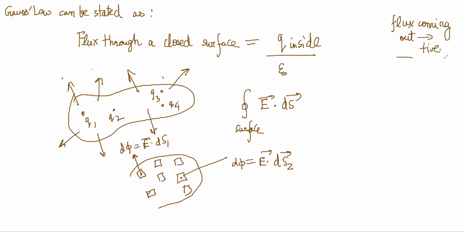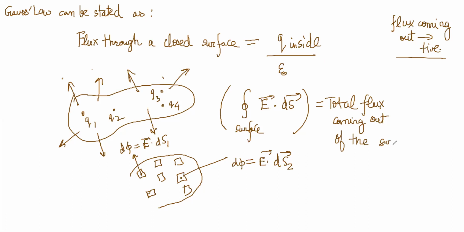Once you do this, you add up, you get the total flux through the surface, which is equal to the total flux coming out of the surface. That will always be equal to the total charge inside, the summation of charge inside divided by E naught. So it doesn't depend on the charges outside the system. It doesn't depend on Q5. It depends on Q1 plus Q2 plus Q3 plus Q4.